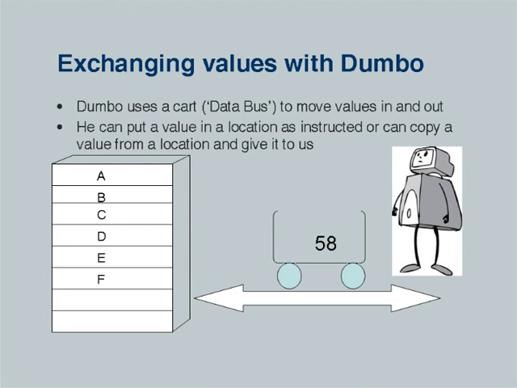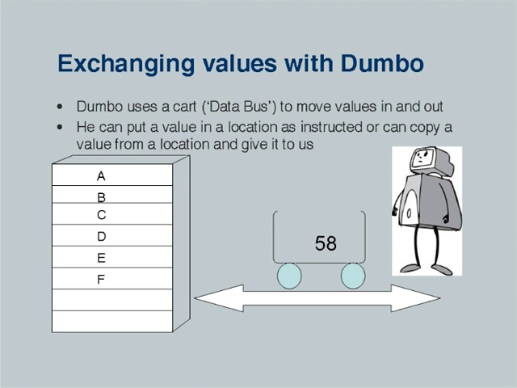How do you exchange values with Dumbo? So Dumbo uses a cart. Does this look like a cart? It has wheels. So Dumbo has his memory. He is the computer for us. We are sitting outside somewhere. So remember what I said, Dumbo can take values from us and give values to us. So he uses a cart.